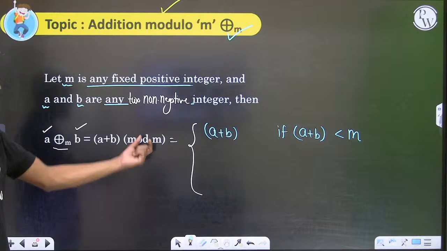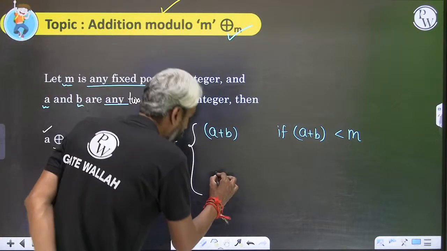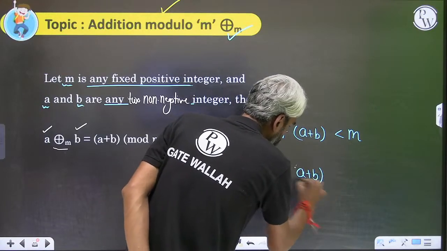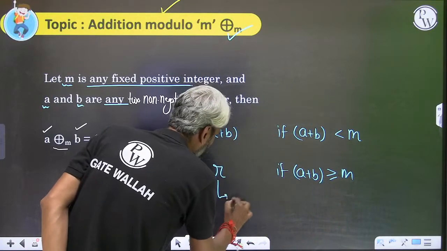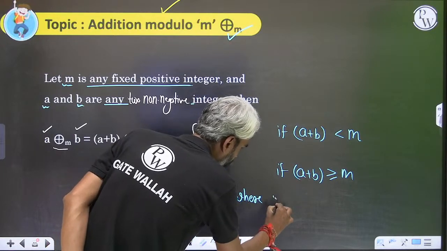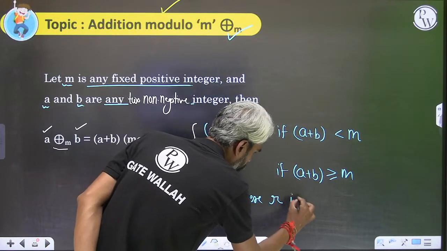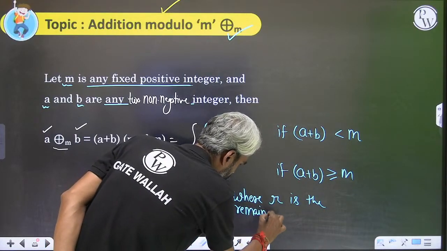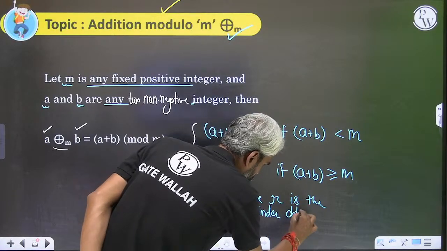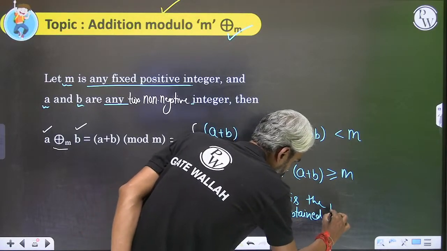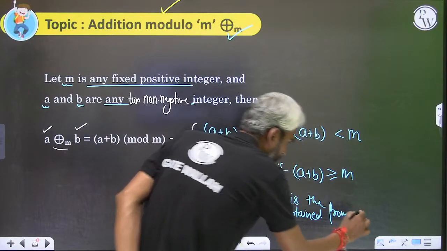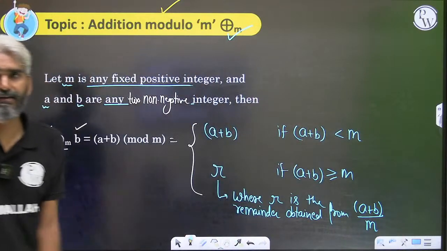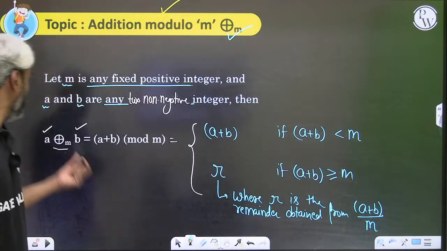But what if A plus B is more than m? If A plus B is greater than or equal to m, then the result will be r, where r is the remainder obtained on dividing A plus B by m. So whatever the remainder is, that will be the result of this addition modulo m operation.